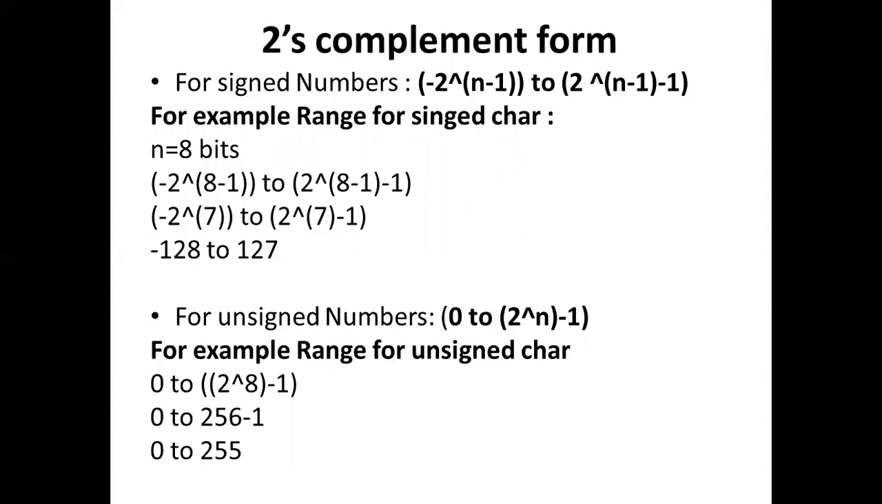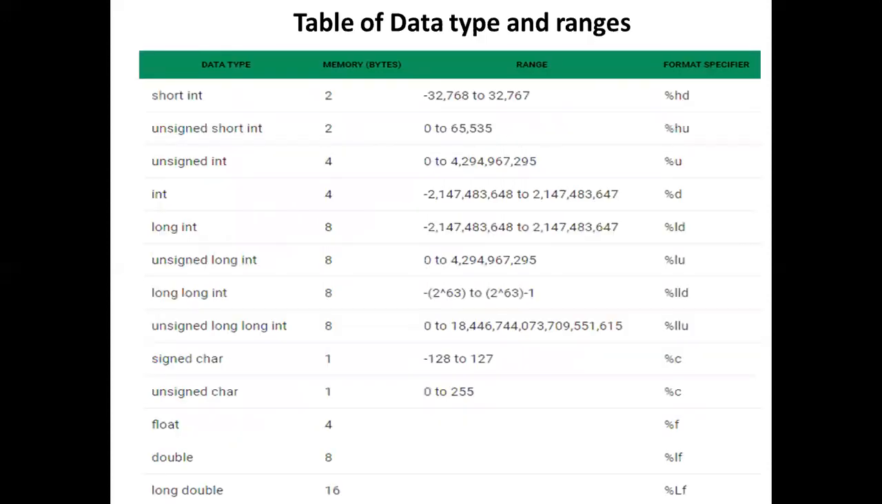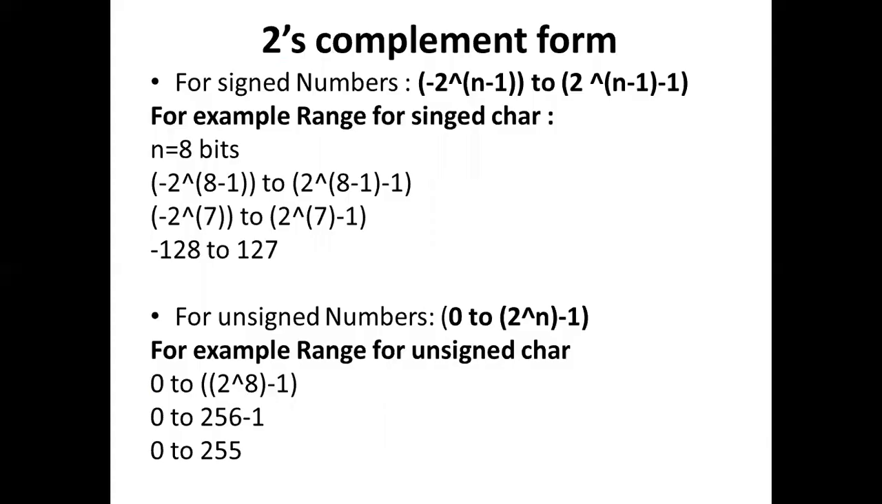Now we will talk about unsigned numbers. Range for unsigned number is 0 to 2 to the power n minus 1. Here n is the number of bits. So to calculate the range for unsigned char, we will use the formula. Just replace the value of n with 8. So we will get 0 to 255. Okay. So for unsigned char, the range is 0 to 255.